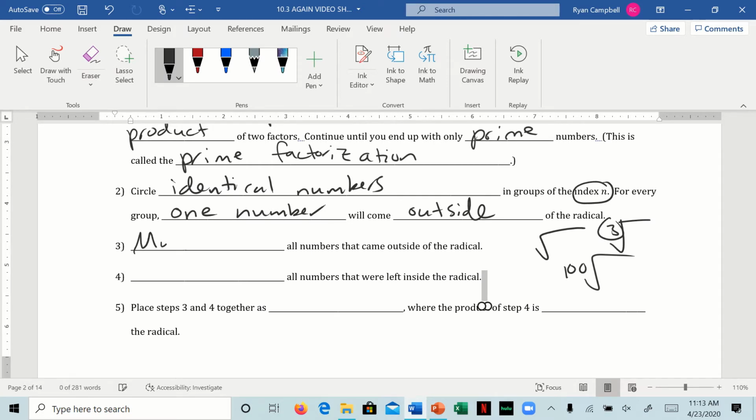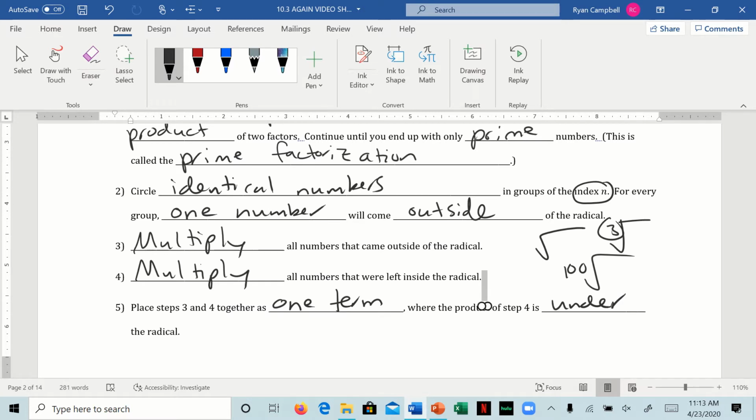Step 3, we multiply all the numbers outside the radical, and step 4, we multiply all the numbers that were left inside the radical. Then we just put it all together in one term, where the product of step 4 is, make sure, again, under the radical.